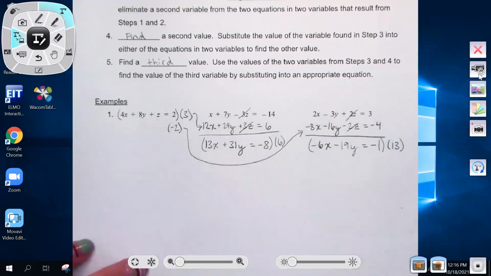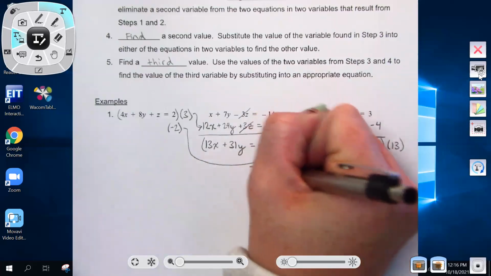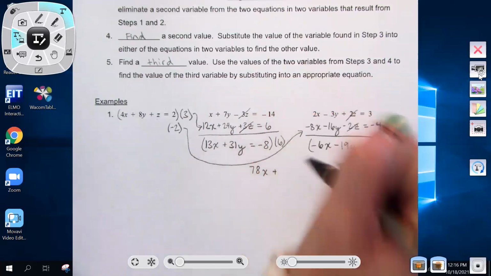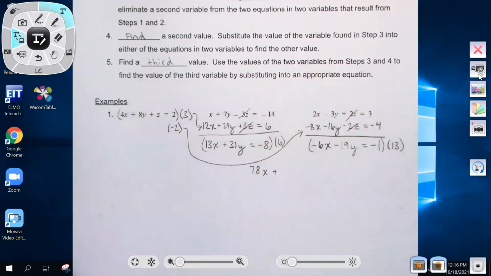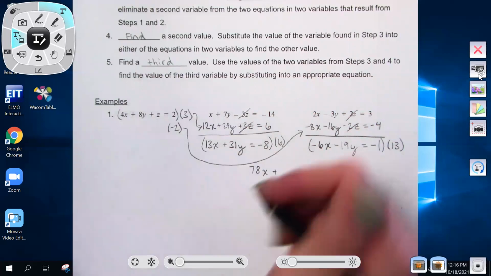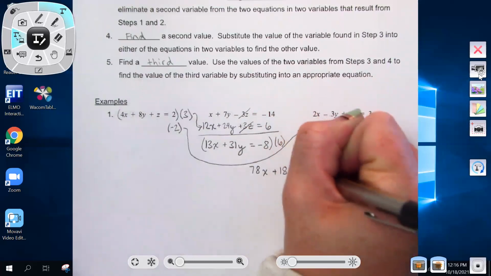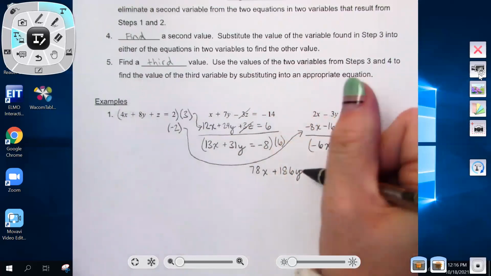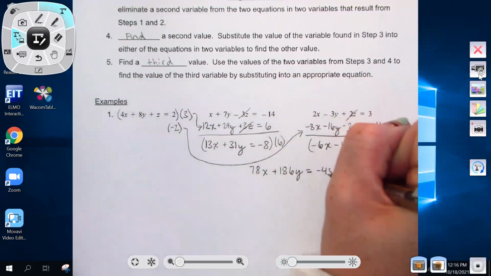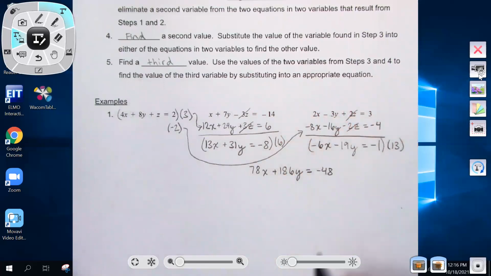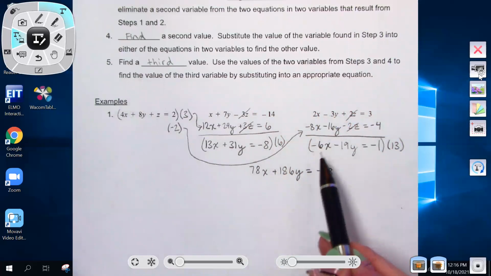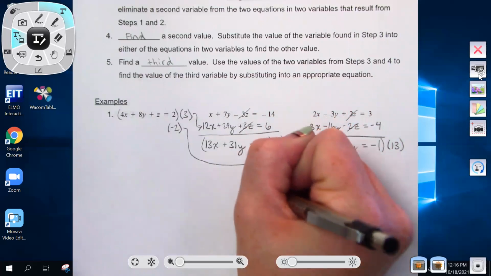Okay, let's do this. 13 times 6, 78x. 31 times 6, 186y. -8 times 6 is -48. -6 times 13 is -78.